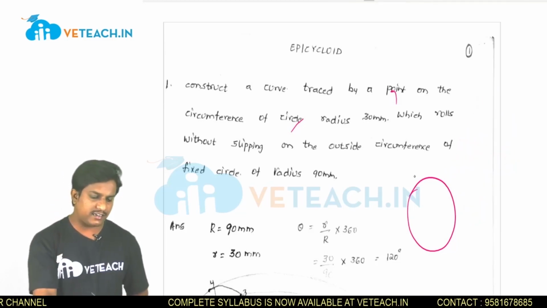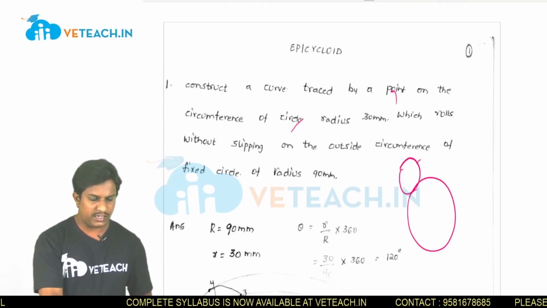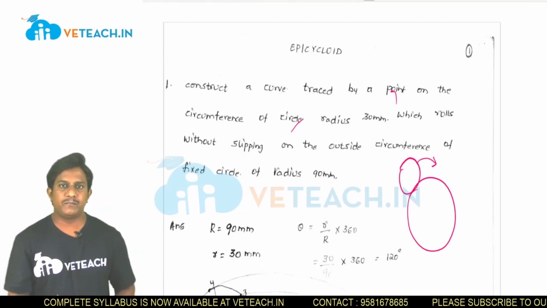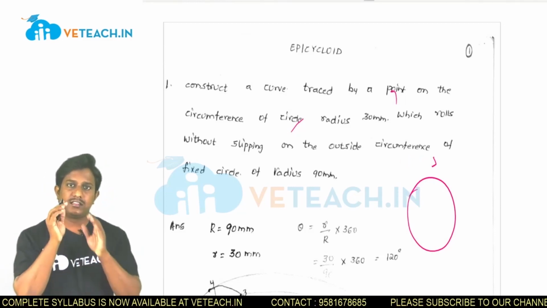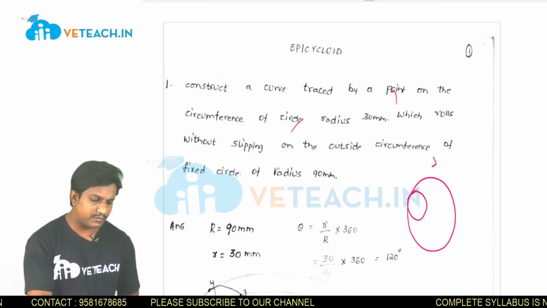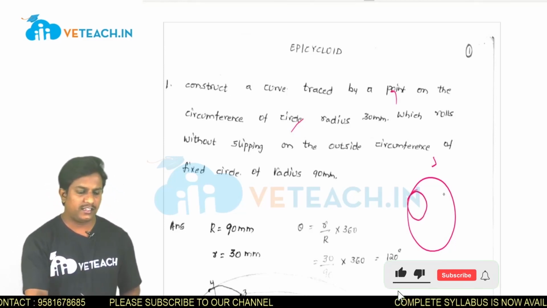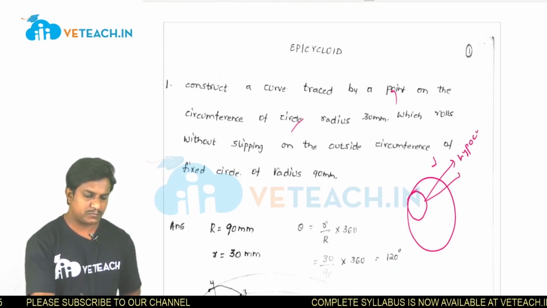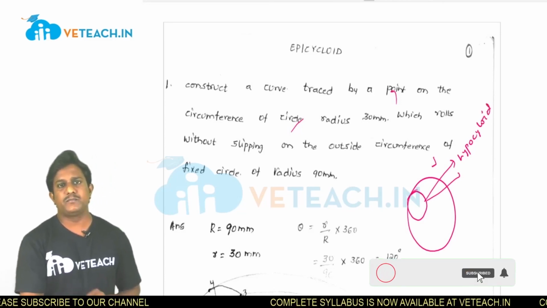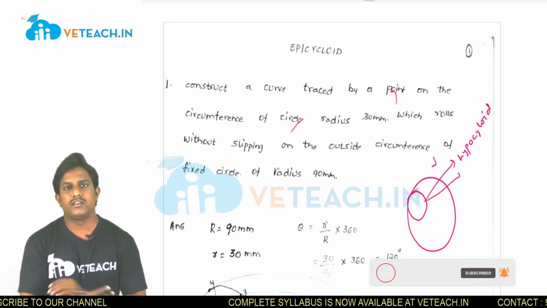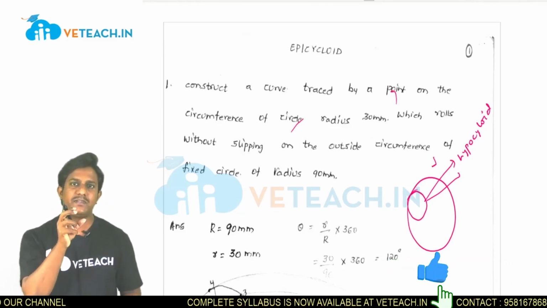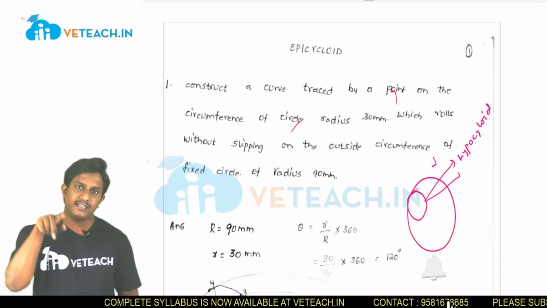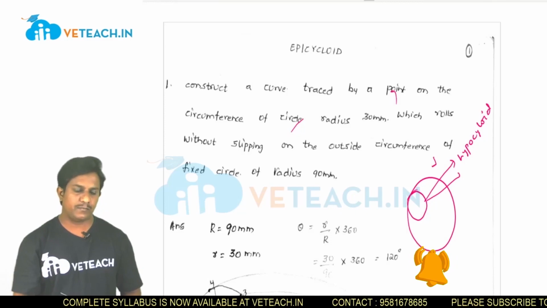If the small generating circle rolls outside the base circle, it is called an epicycloid. If the generating circle rolls inside the fixed circle, that is the base circle, then it is called a hypocycloid. This is the only major difference between epicycloid and hypocycloid. If the generating circle rolls outside the base circle, it is an epicycloid, and if it rolls inside the base circle, it is a hypocycloid.